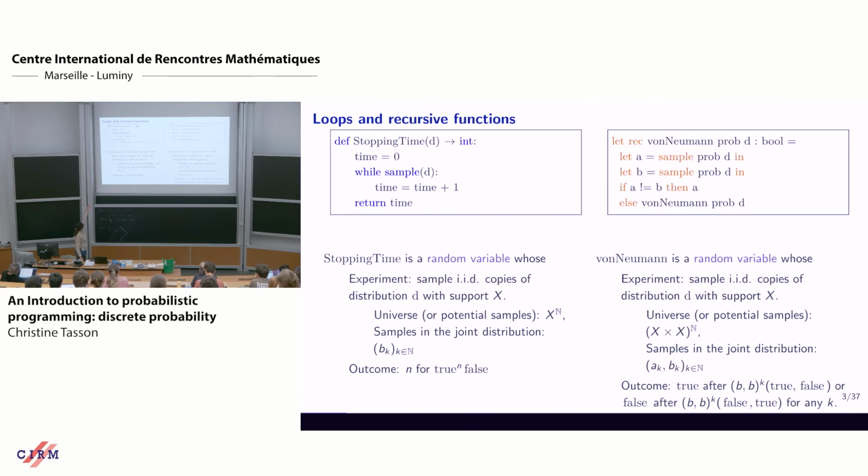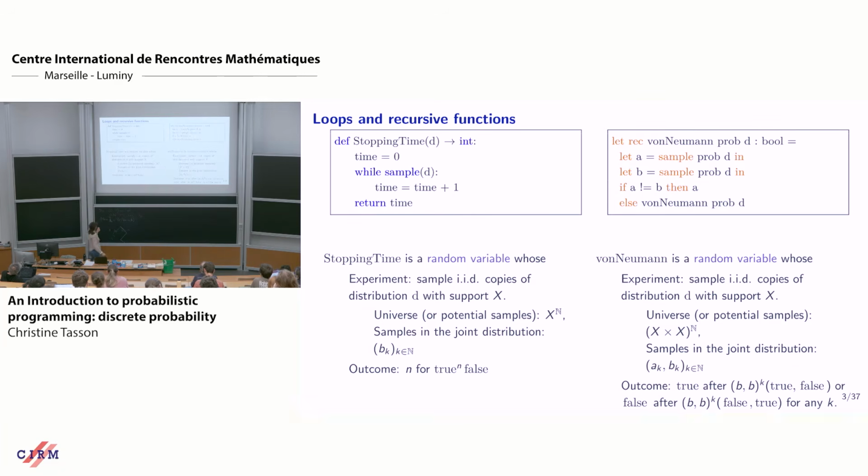So for stopping time, I sample IID copies of the distribution D with support in X. And the universe then is just sequences of elements of X. And the samples are taken in the joint distribution. Okay? So the outcome will be n if I have the sampling trace, which is n times true and 1 time false, followed by 1 time false.